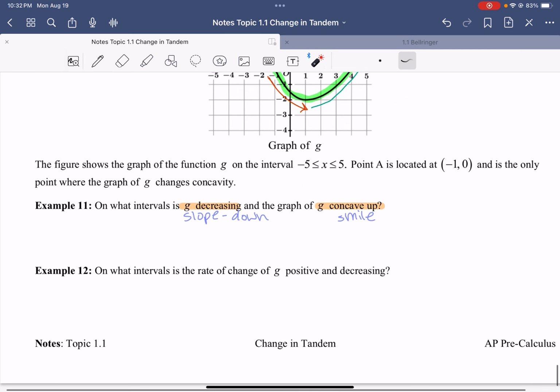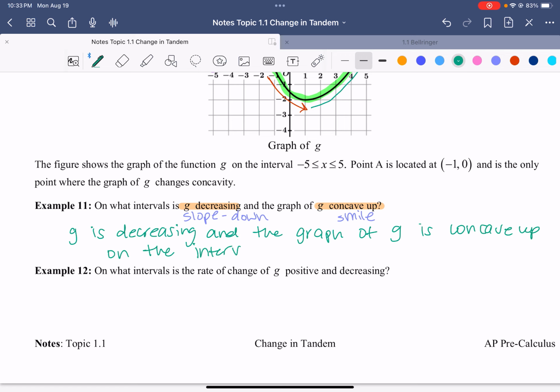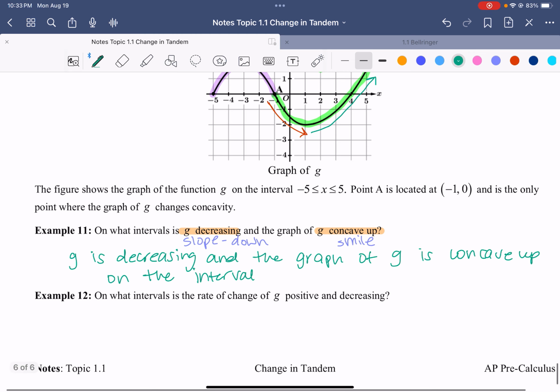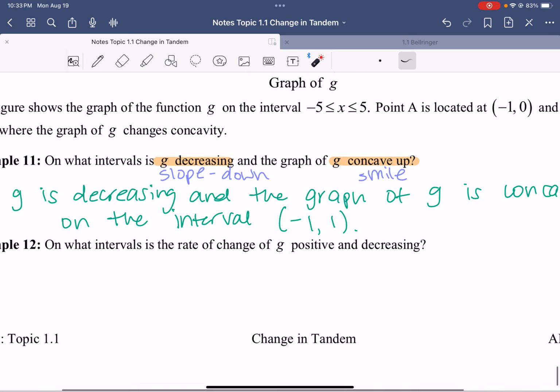Okay, so for the answer, we're going to say g is decreasing and the graph of g is concave up on the interval, and then again that was -1 to +1. So it's only from here to there that this graph is going down while at the same time being part of the smiley face. Okay, last question, on what intervals is the rate of change of g positive and decreasing?